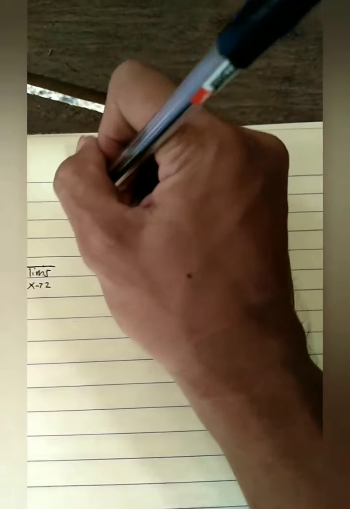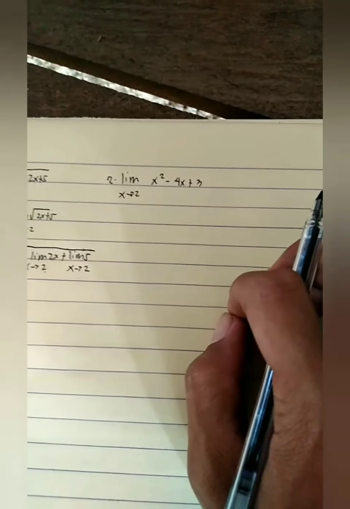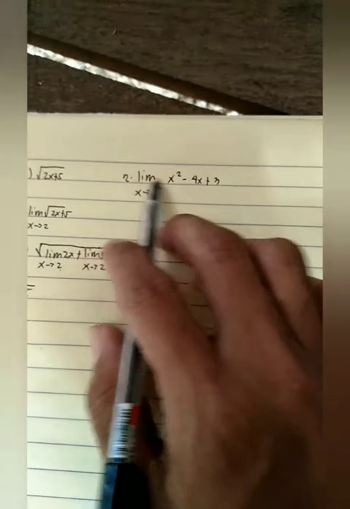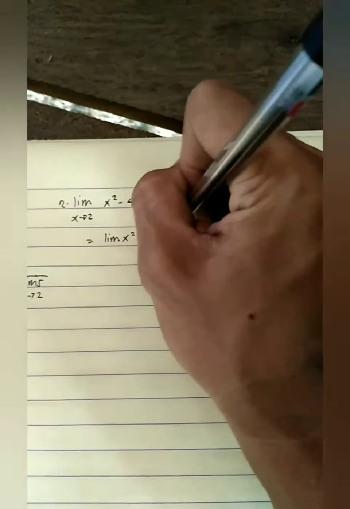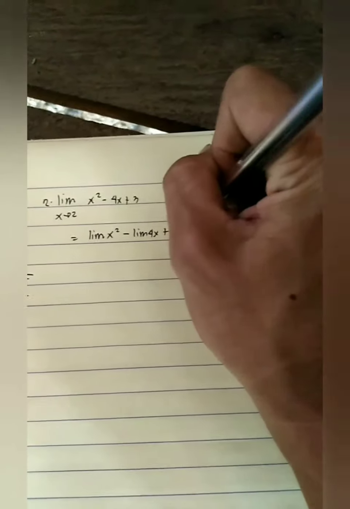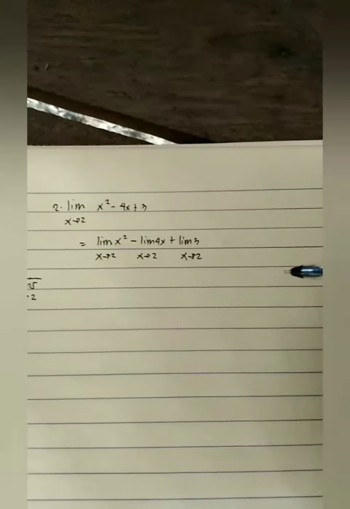Okay, so for number 2, we have the limit of the function x squared minus 4x plus 3 as x approaches 2. In this given function, simply distribute the limit notation to each part of the function. So we have the limit of x squared minus the limit of 4x plus the limit of the constant 3, each as x approaches 2.